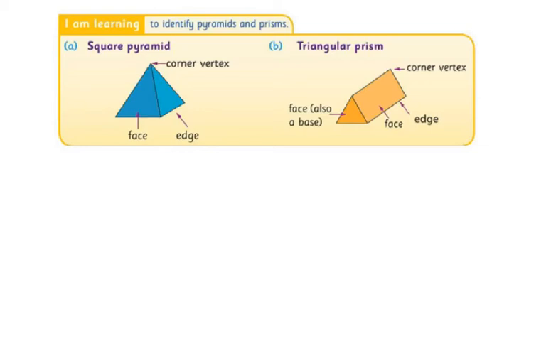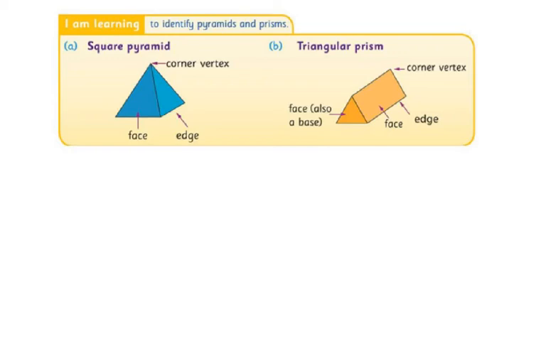So let's have a look at the end, or the face. Like I said, it has 2 identical ends. Does this object remind you of anything? I'm thinking of a Toblerone bar. So the end here, or the face, it's a triangle, isn't it? So it's triangular in shape. The face then is rectangular in shape. And then we have our corner vertex.